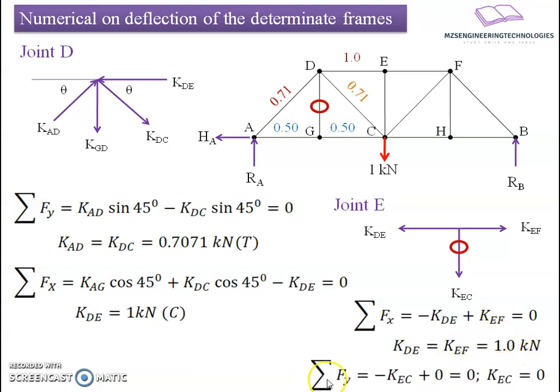And if I apply vertical forces here, it will be minus KEF equals 0, which means the member force in EC member will be 0, because there is no vertical force to balance the member force here. So that's why we will have 0 and 1 as the values here.